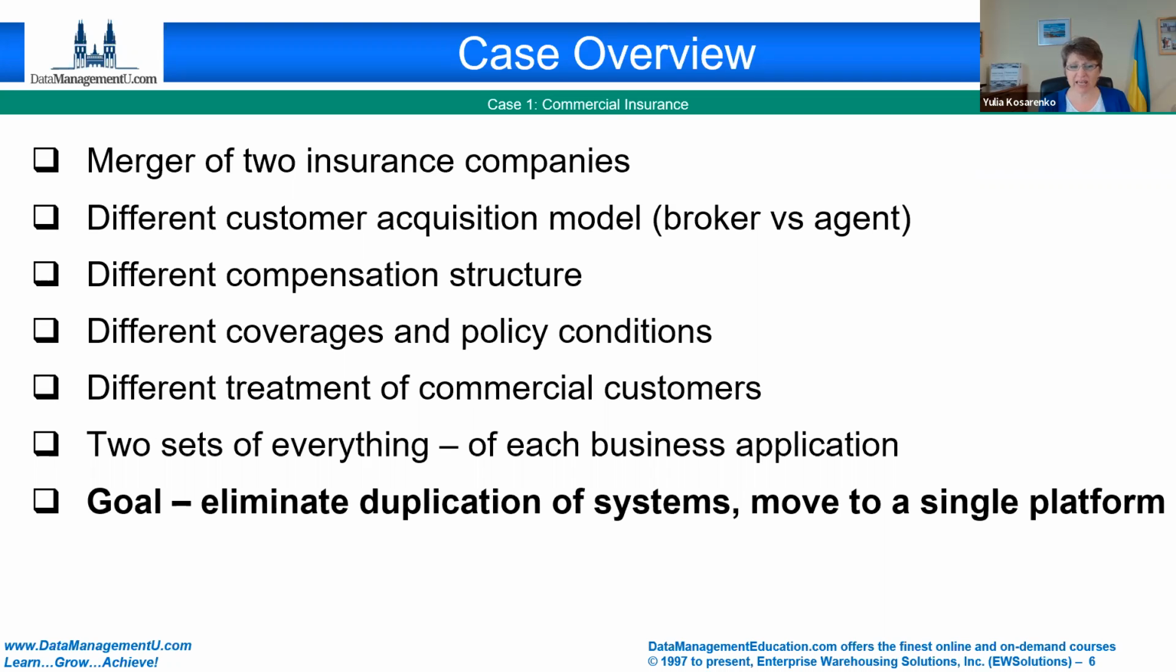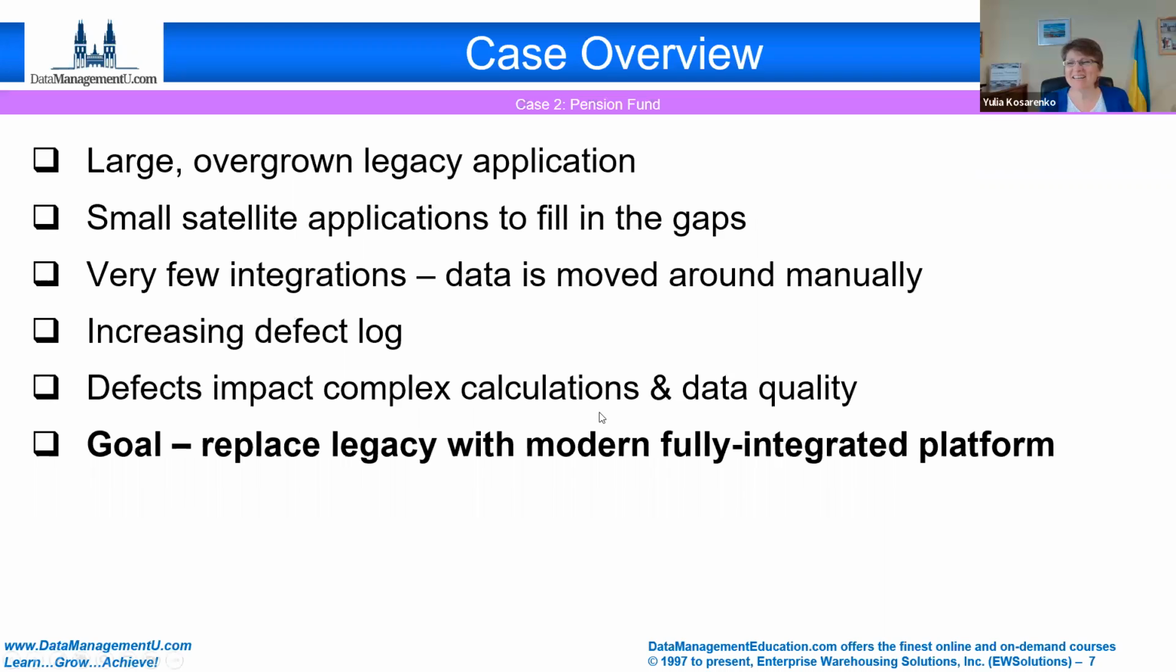So in this particular case, the goal of transformation was elimination of all these duplicate systems and moving all the processes of both companies to a single platform. Piece of cake, right? Yeah, not a piece of cake. The second case is a different type of transformation, no mergers. There is a big company, a pension fund in this case, and this company has a big, large, overgrown legacy application. You probably have encountered some of them in your own professional past.